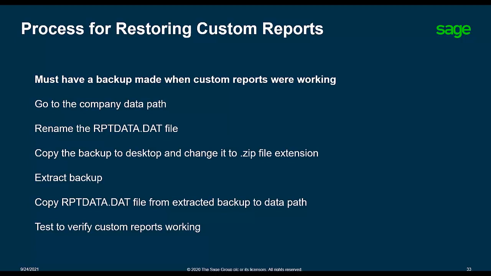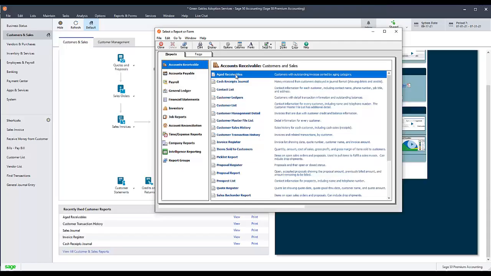In this video, we will show how to extract a working reports file from a previous backup and restore just that file to your current Sage 50 data, leaving everything else about your current data untouched.